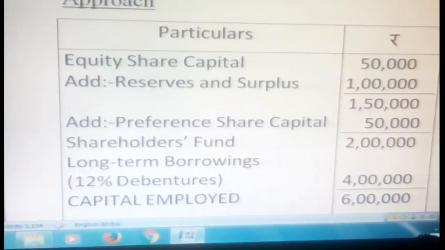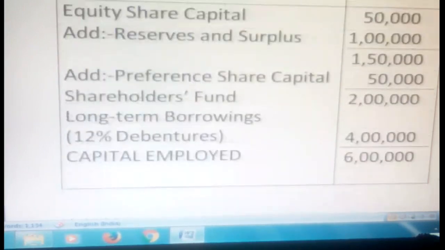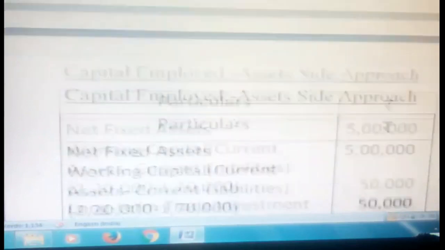So you got shareholders' funds 2 lakhs. Thereafter you add long-term borrowings, nothing but our 12% debentures, 4 lakhs. Now what is our capital employed under the liability side approach? Here it is 6 lakhs. Similarly, how do you calculate it under the asset side approach?